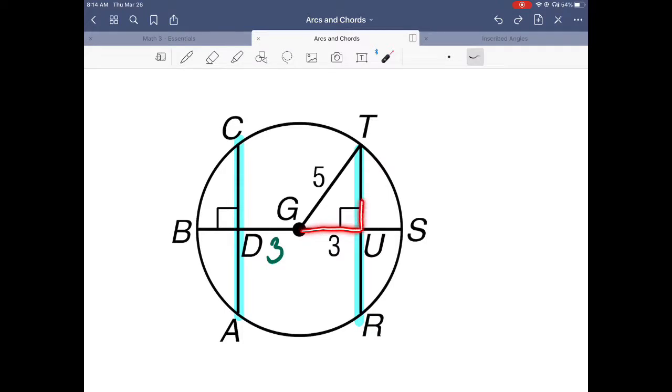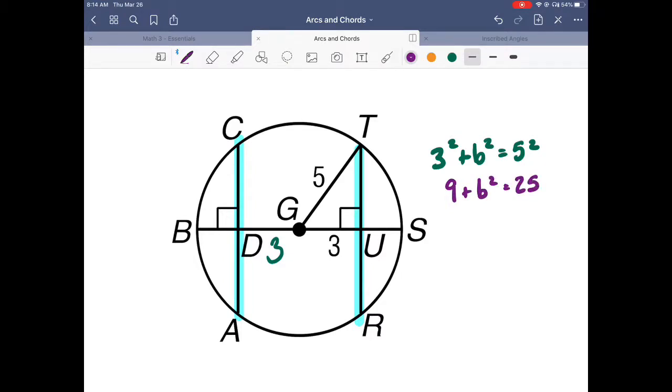Right here, I have a right triangle. In order to find the missing side of a right triangle, I'm going to use the Pythagorean theorem. So 3 squared plus b squared equals 5 squared. 3 squared is 9. 5 squared is 25. Subtract 9. Take the square root, and b equals 4.